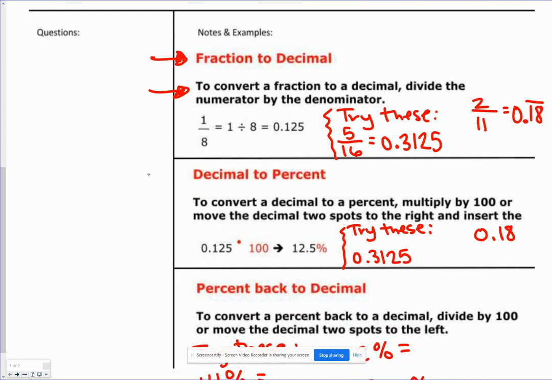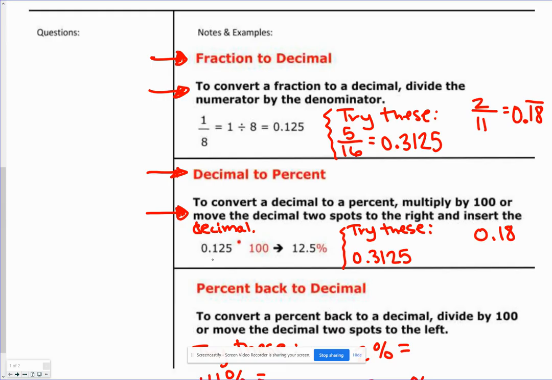All right, pause the video and write down the next step. Taking our decimal to our percent. To convert a decimal to a percent, multiply by 100. Or you can simply move the decimal 2 spots to the right and insert the percent. Ooh, it doesn't say percent. Insert the percent.